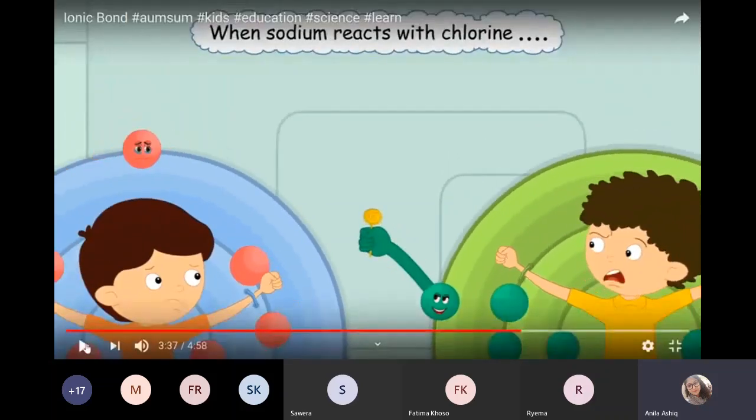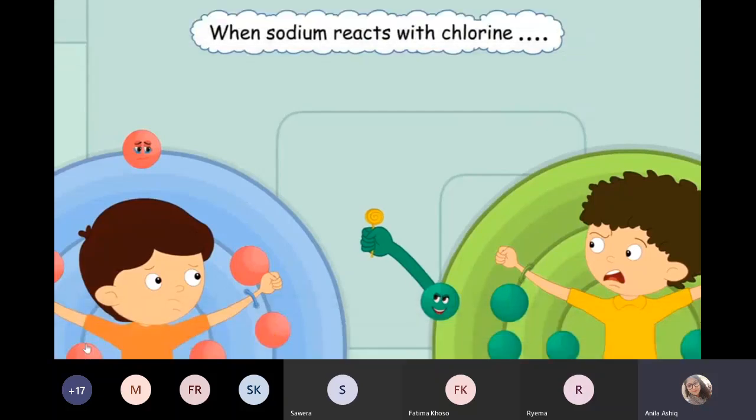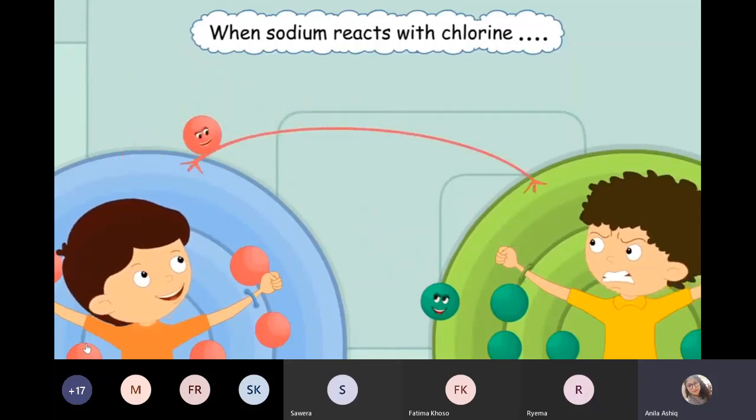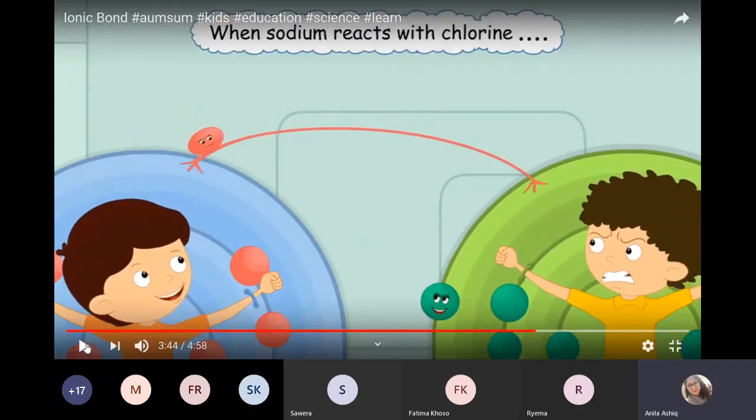Did you see this creepy smile and the way he is bribing that electron? So weird. How can someone get bribed over a lollipop?